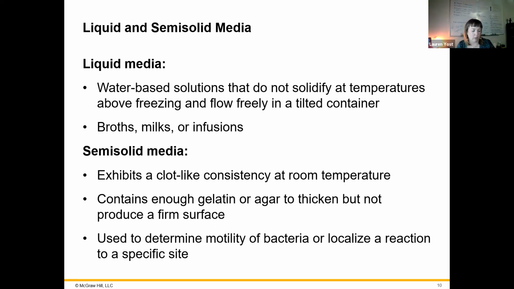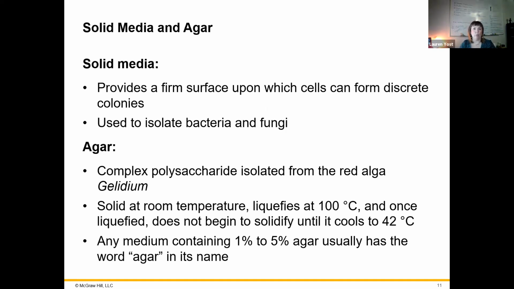Semi-solid media have a clot-like consistency at room temperature, but they do not have a firm surface. We usually use these for motility assays to see if the bacteria are going to grow. So it has a sort of firmness to it, but it's liquidy enough that the bacteria can move freely, and we can see if they did so.